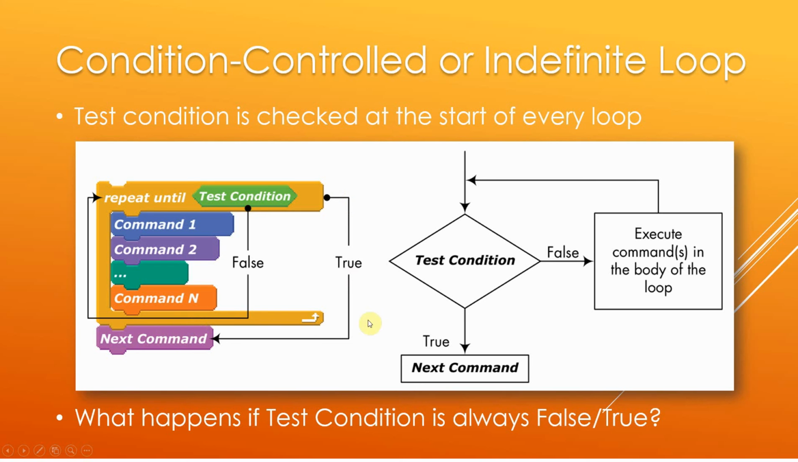Now it's important to note that if your test condition is true when you come in for the first time, the commands inside your loop will never be executed. Okay? And in the same way, if your test condition is never set to true, so it is always false, then this will become an infinite loop, because it won't be able to escape out of the loop. Usually what you do is inside your loop, you change the value of the test condition to make sure that you can exit the loop. And that'll become clear in the exercises that we're going to do.